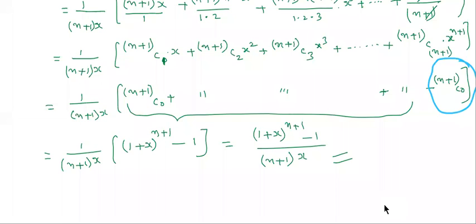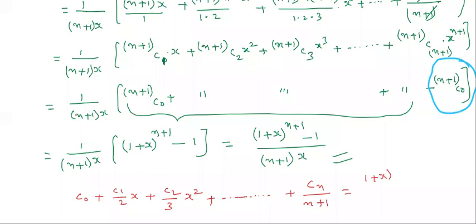First, what is the theorem here? C0 plus C1 by 2 into x plus C2 by 3 into x square plus and so on, Cn by n plus 1, that is equal to (1 plus x) whole power n plus 1 minus 1 by n plus 1 into x. This is the statement of the theorem.